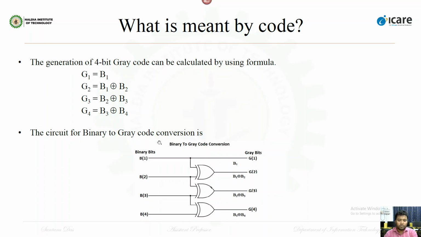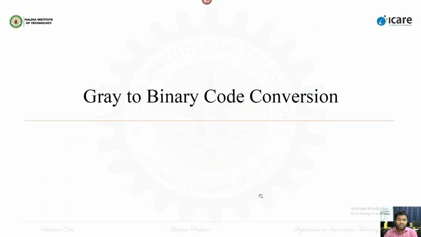So here you can see the circuit diagram is also explaining the same, as the first bit is going to represent the gray code as it is, and the second bit is going to be XORed with the first one and the result is going to be our second gray code, and so on. B3 we XORed with B2 and then B4 is XORed with B3 and our final gray values are here. Then we are going to discuss the gray to binary conversion.